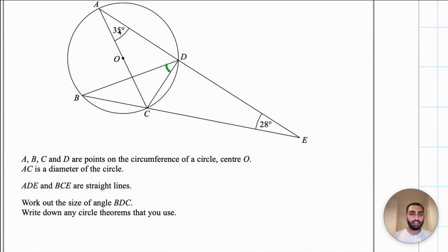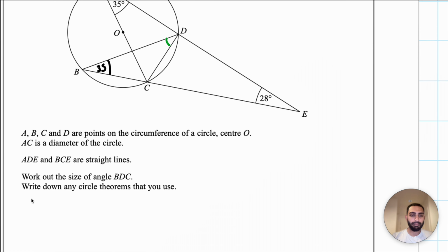The first thing that I can see is that I've got angles in the same segment that are equal. It's the bow tie theorem because it looks like a bow tie. This one is 35. That one will also be 35. So I'm going to write DBC is equal to 35 as angles in the same segment are equal.